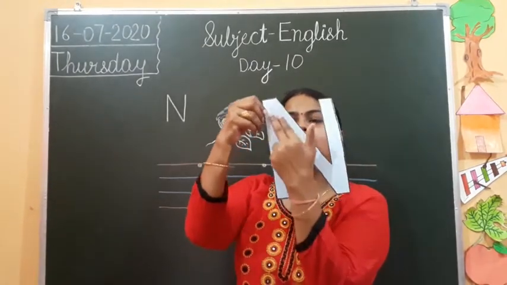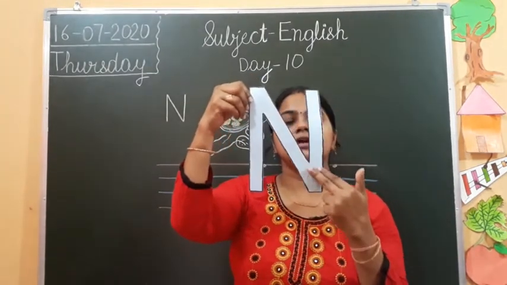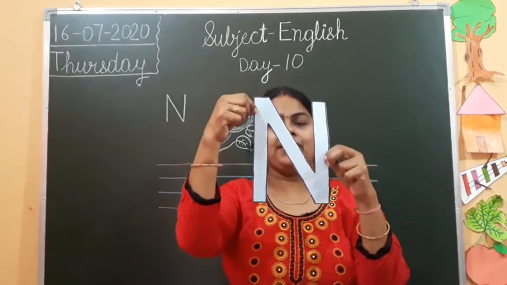Again I am going to show you. Look carefully. This, and then this. So in this way you have to write letter N.